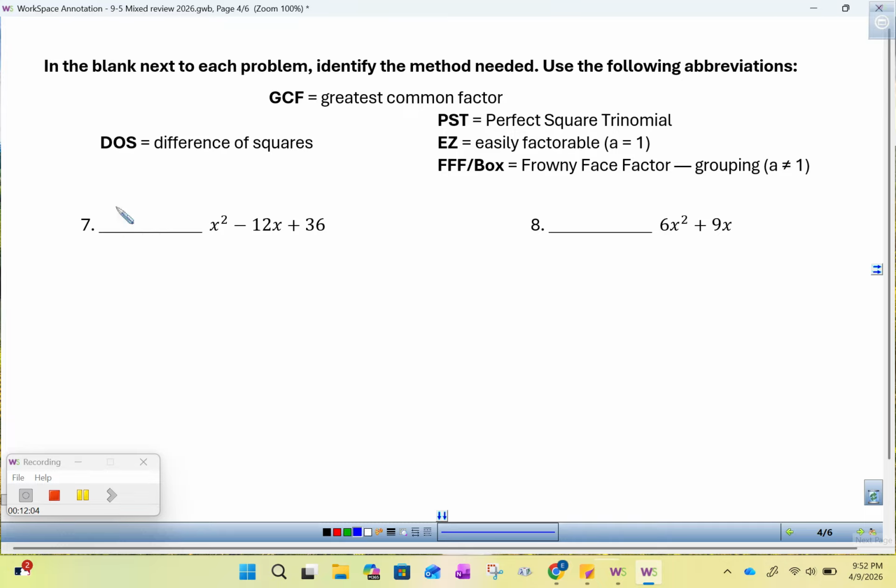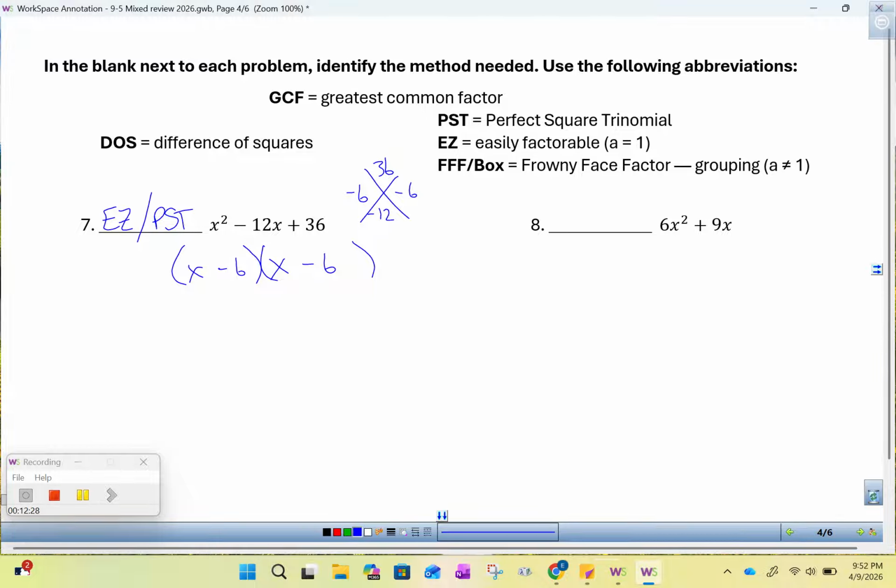On number 7, you could have either said easy or perfect square trinomial. For this one, I would skip to easy, even though it technically is a perfect square trinomial, because it's easy to find those factors that work out for us with x times x giving us the x squared. So we've got x minus 6 twice. Don't forget, problems like these, when you're solving them, only result in one answer, and you'll call that a double root.